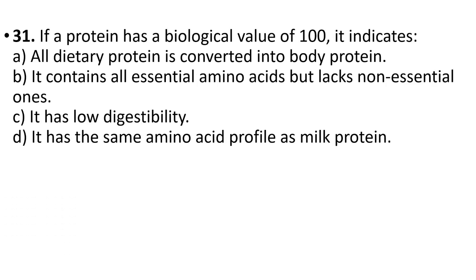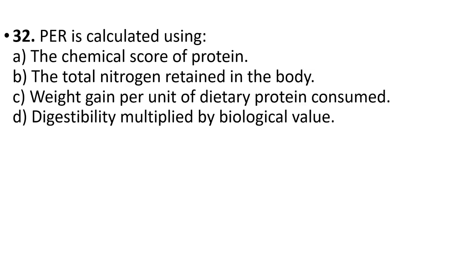31. If a protein has biological value of 100, it indicates A. All dietary protein is converted into body protein. B. It contains all essential amino acids but lacks non-essential ones. C. It has low digestibility. D. It has the same amino acid profile as milk protein. Here you have to omit B, C and D. Here the answer is option A. All dietary protein is converted into body protein.